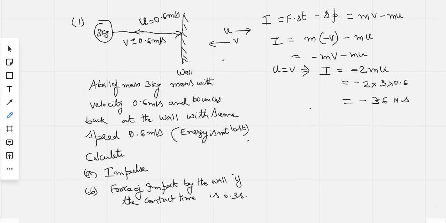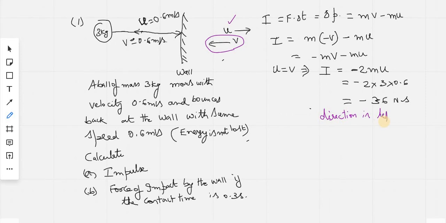Negative means the direction is negative, because we have taken u as the forward direction and the v direction is negative. Hence, as impulse is a vector quantity, the impulse direction is left-hand side. So I can write left side.